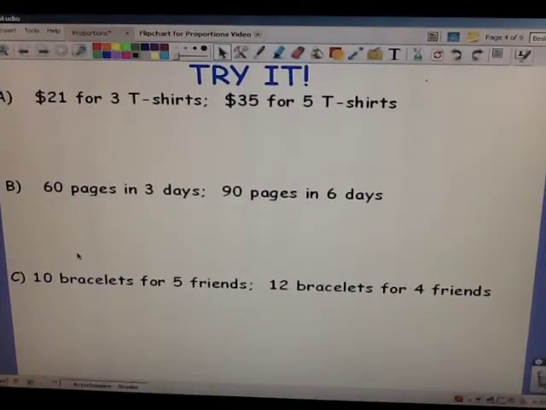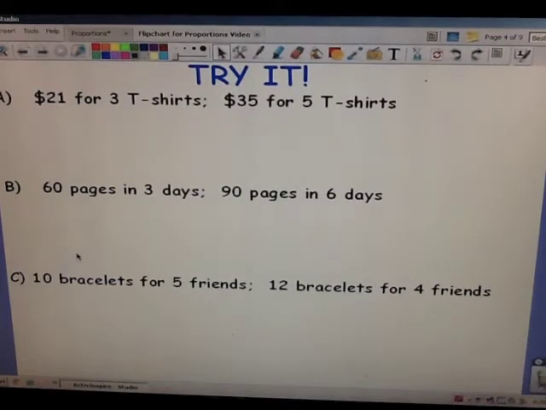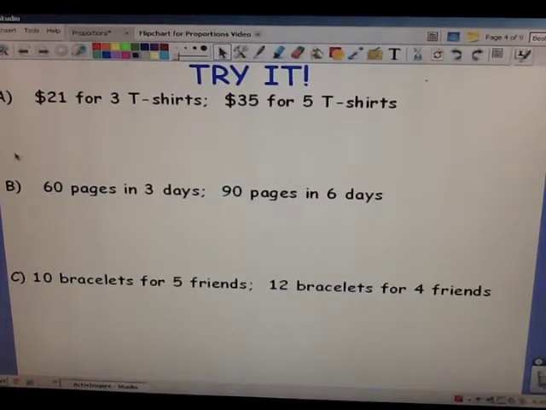We're going to work some examples together, and I'd like for you to go ahead and put these examples in your notes. If you need to pause the video to catch up on your writing, please do so. Our first example is A, $21 for 3 t-shirts and $35 for 5 t-shirts. Are these two rates proportional? Are they equal? Step 1 is to set up your rate in fraction form.